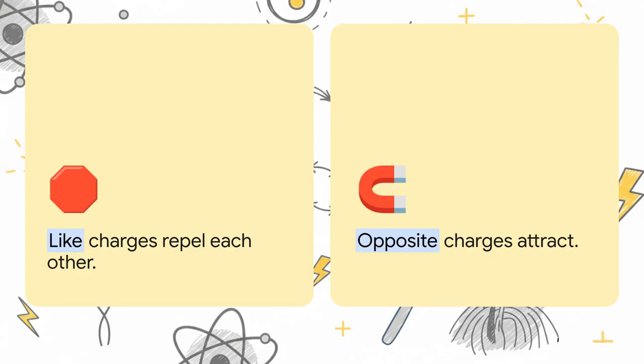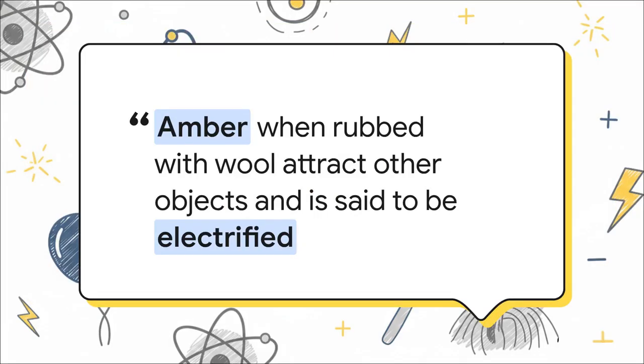Opposites attract. And this rule isn't just some modern physics discovery. People have been observing it for literally thousands of years. As the source text notes, ancient observers found that amber, when rubbed with wool, attracted other objects and was said to be electrified. Fun fact, the Greek word for amber is actually electron, which is exactly where we get the word electricity. So if you've ever rubbed a balloon on your hair and stuck it to a wall, you've replicated this exact ancient experiment. You've personally witnessed the invisible pull of static electricity.